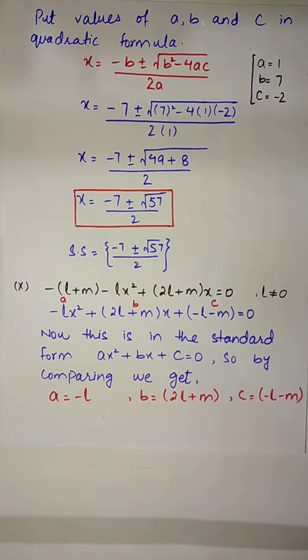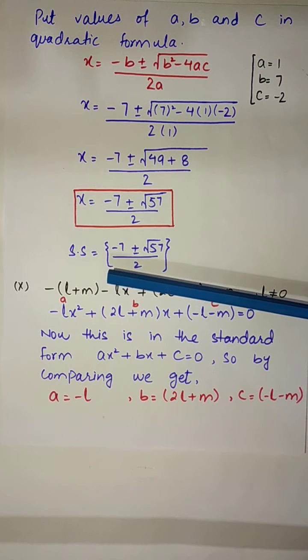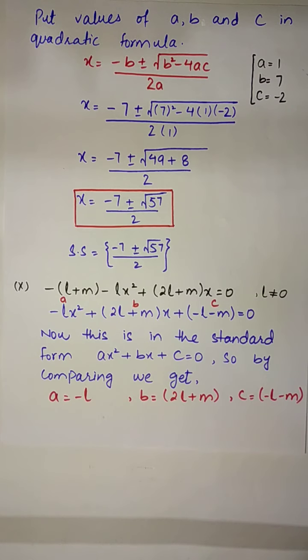Now we are doing part number 10 because it is a little bit different from the rest of the parts. We will start the 10th part now, that is minus (L plus M) minus L x square plus (2L plus M) into x.